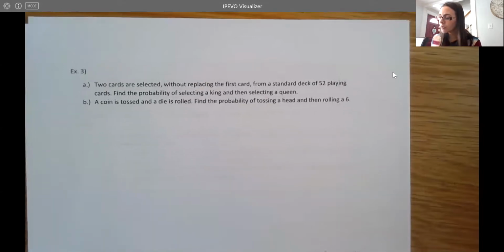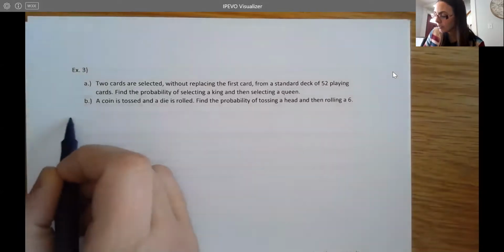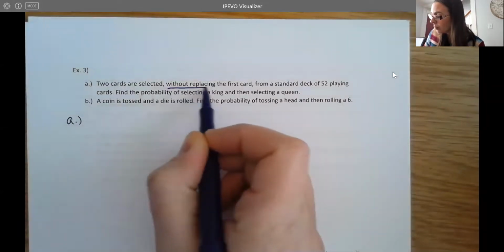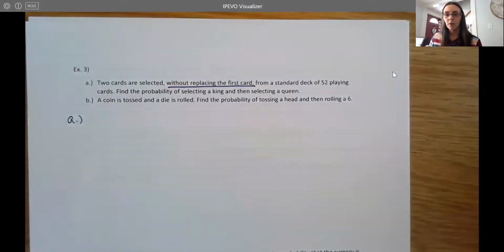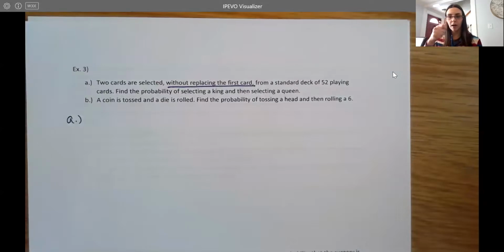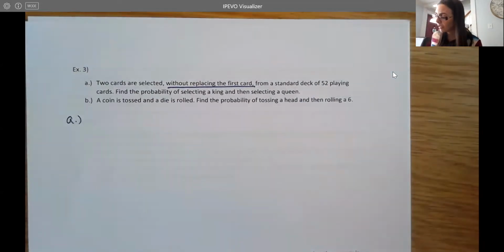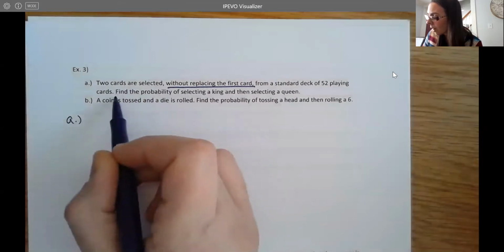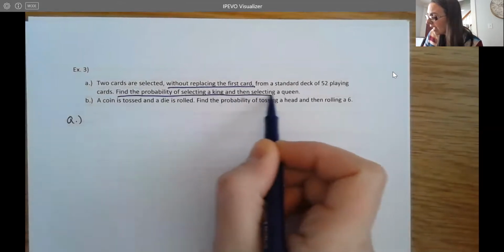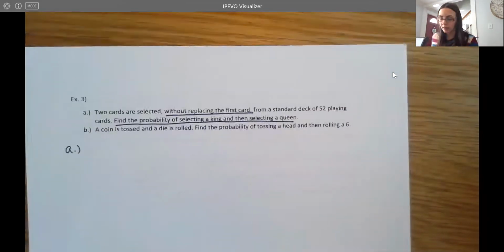So here, 2 cards are selected without replacing the first card. Okay, so when you take your cards from the deck, you're going to pull one card, keep that one card, and then take your second card. So we're not putting that first card back in the deck once we've chosen it, right? We're holding it in our hands. We're going to use a standard deck of 52 playing cards. And we want to find the probability of selecting a king and then selecting a queen.